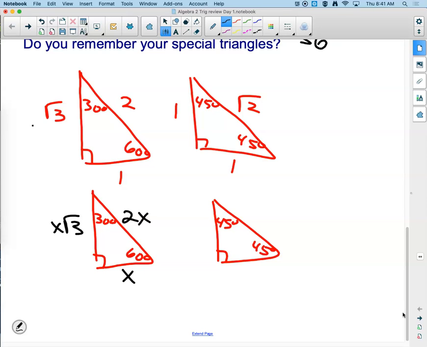And to go from hypotenuse to short side, we're going to have to divide by the square root of 2. But do you see how the math here is just either you're multiplying or you're dividing? That's it. So it's pretty basic math if you know the pattern.